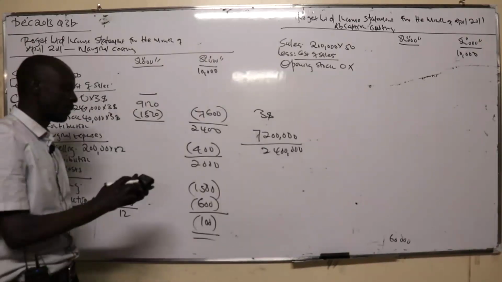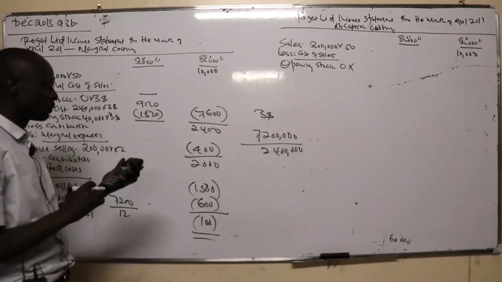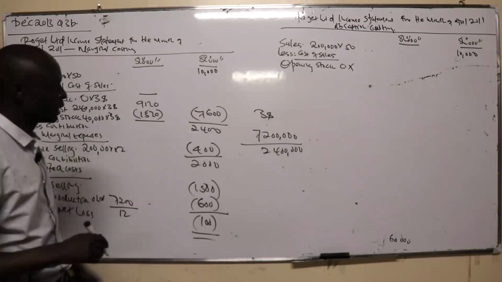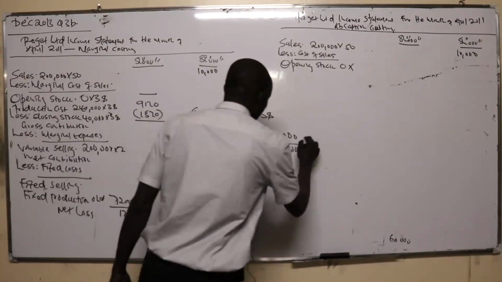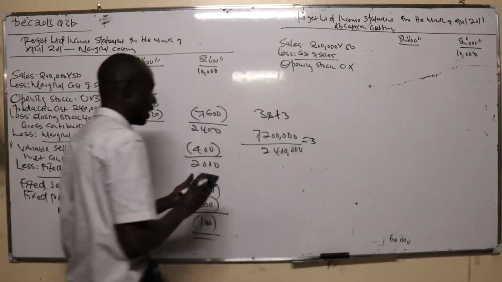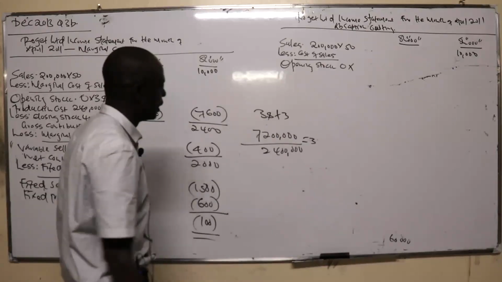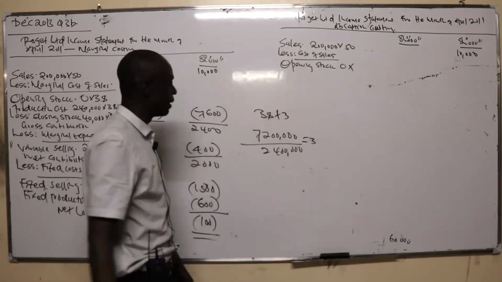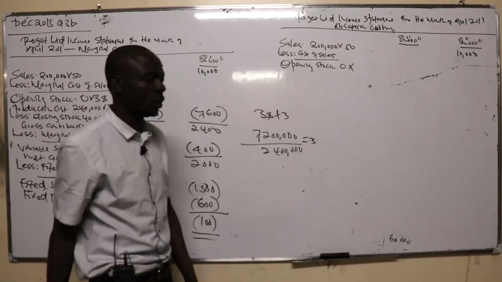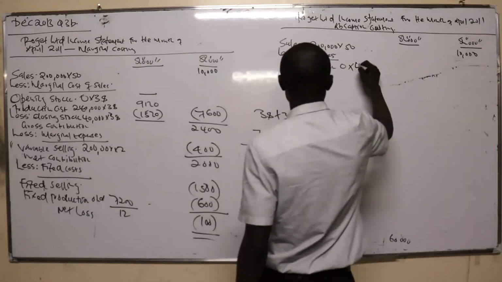So when you take 7,200,000 and divide by the number of units, you get the cost per unit is 3 shillings. So the fixed overhead cost per unit is 3 shillings. So you add 3 here. The total now will be 41. 38 plus 3 will give you 41. This was the total overhead for the whole year, standing for 2,400,000 units. So the total production cost will be 41.